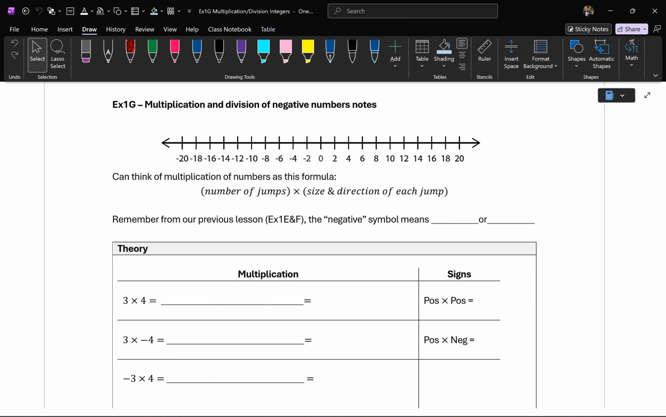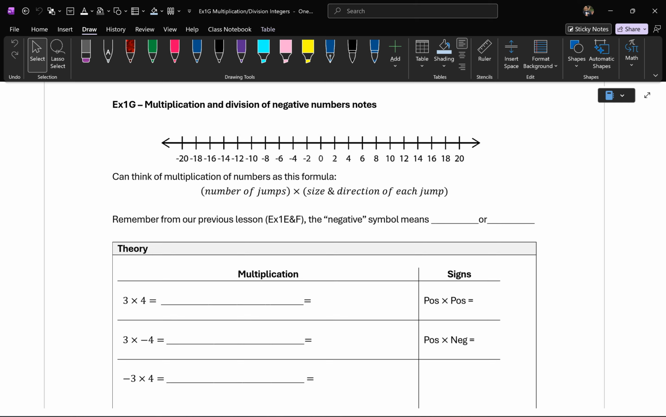Today's 1G, which is now multiplying and dividing negative numbers. And it is easy in terms of fluency, what you need to do. But the why component is what I want to spend time explaining to you, because a lot of students learn this by memorizing this step. And this is what they memorize.